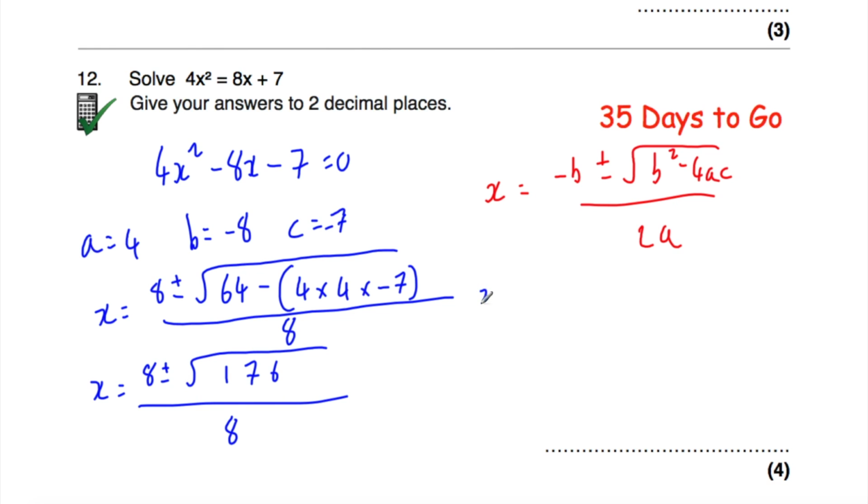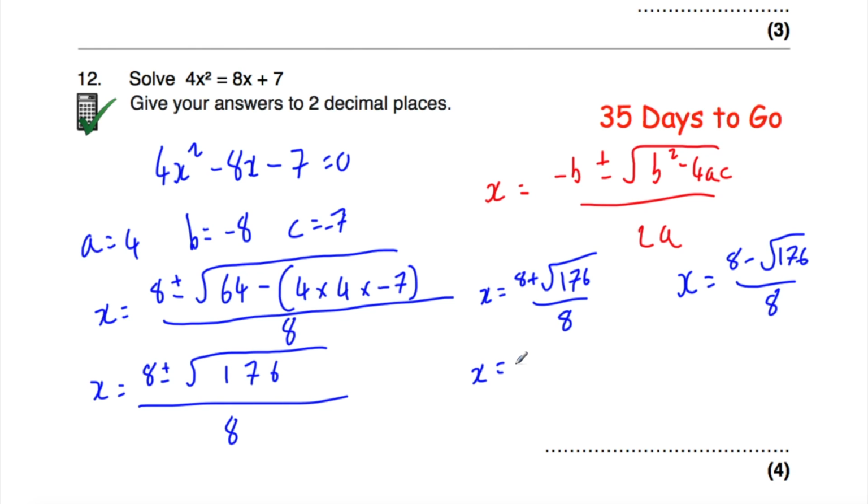So let's do that. So x is equal to 8 plus the square root of 176 divided by 8, and x is equal to 8 minus the square root of 176 divided by 8. So let's work those out. So here we've got x is equal to 2.65831 and so on, and here minus 0.65831 and so on. So we've been asked to give our answer to two decimal places.